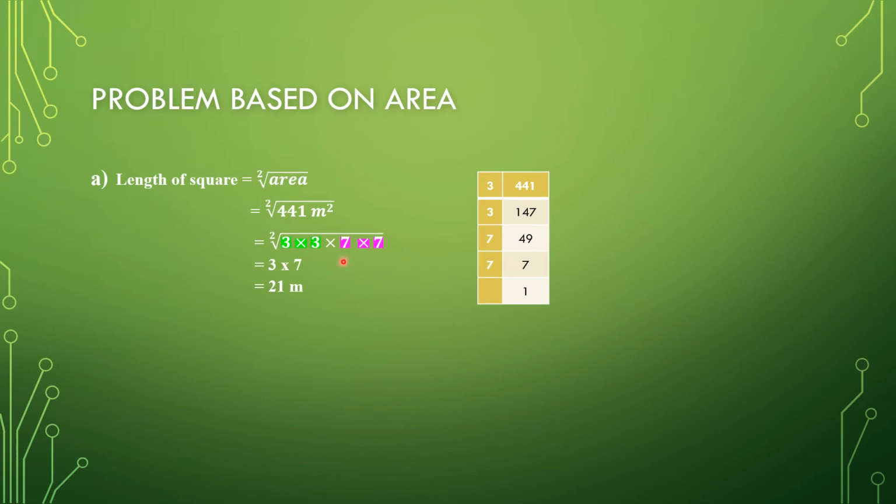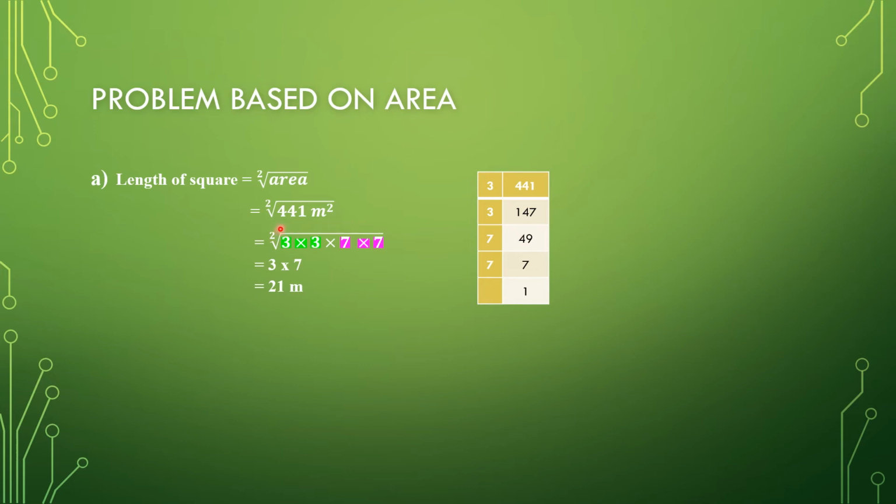What will happen when in the question the area is given to you and they are asking about the dimension? Like in this question, the area of a square is given as 441 meter square. By using this area we have to find out the side of the square. So the formula is side of a square equals under root area. Put the value of area given to us, 441 meter square.